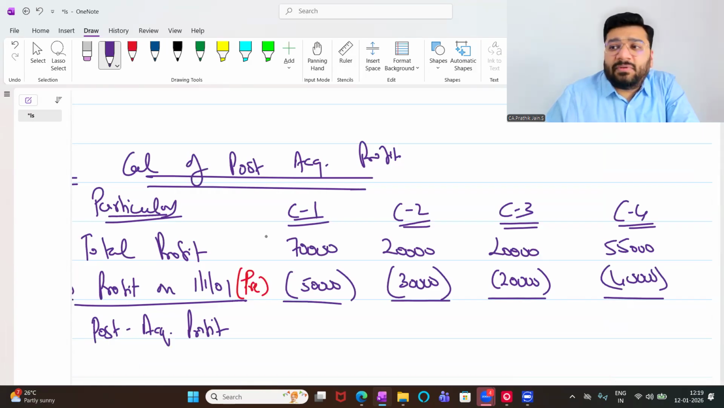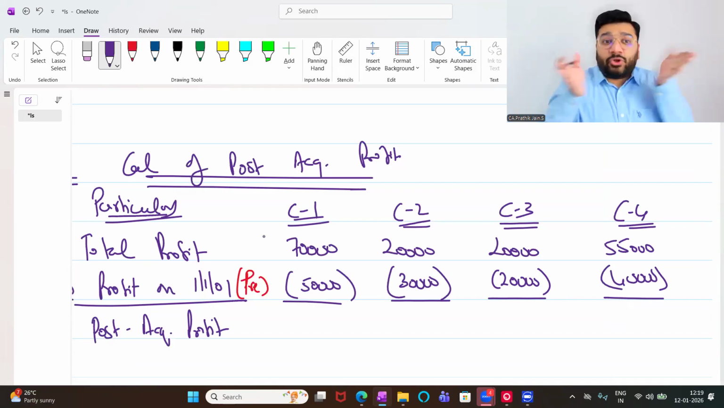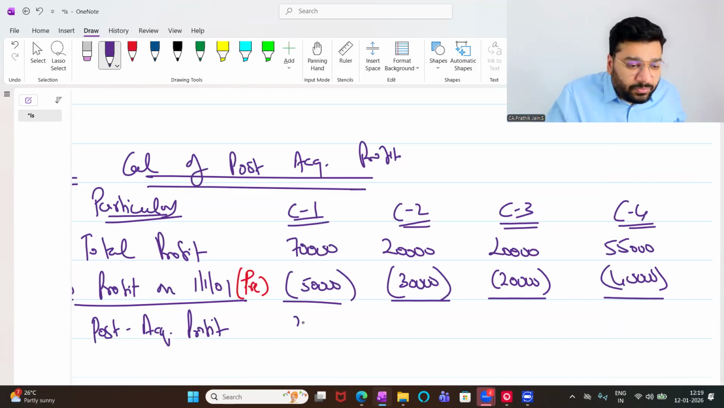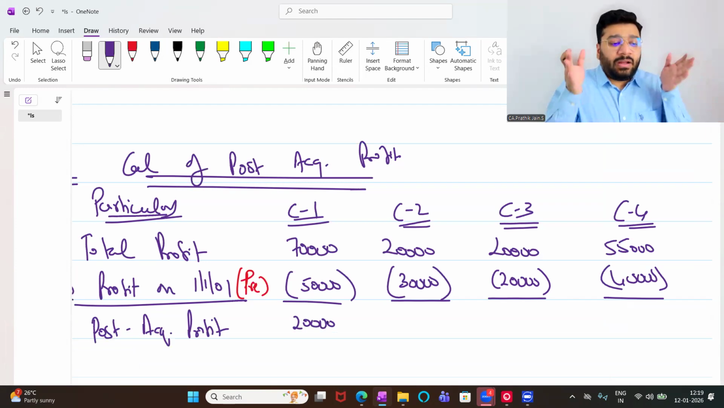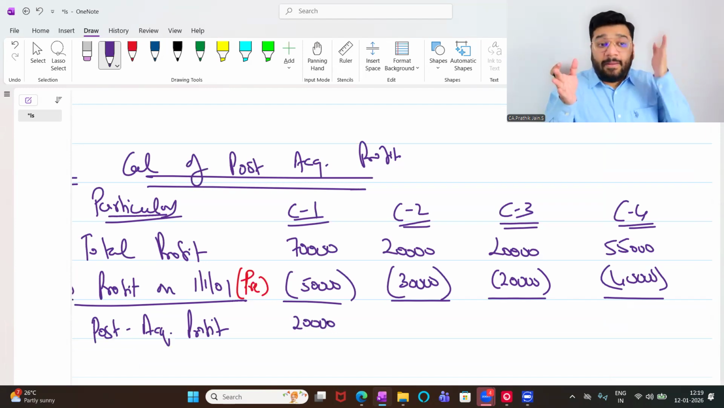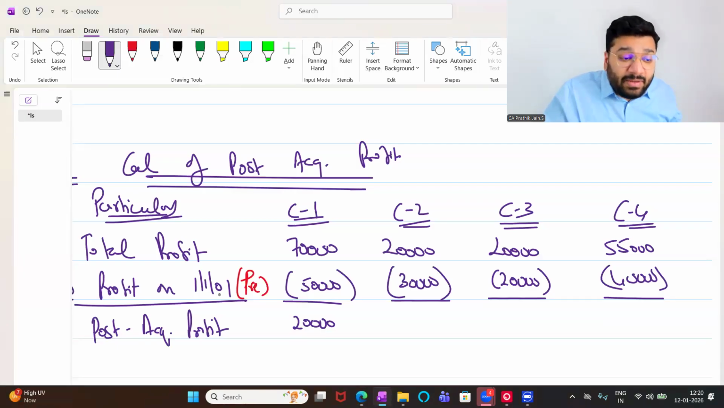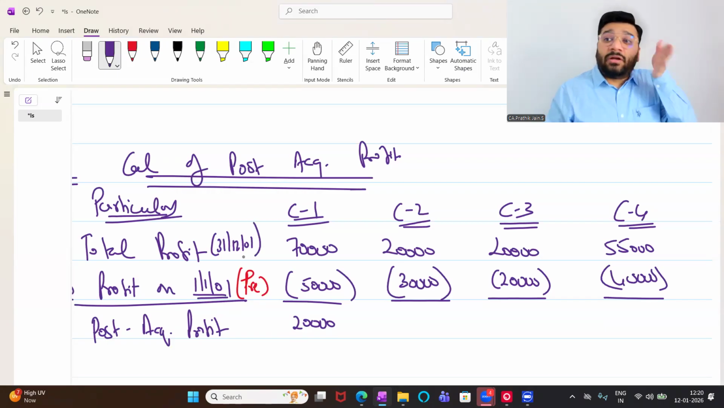70 minus 50. At the end of the day, 70. Beginning 50. So during the year, how much have you earned? 20,000 rupees. In the beginning of the year, 30. At the end, it is 20. Beginning 30, pre was 30, on 1/1/01 it was 30. When you came to 31/12/01, it became 20.